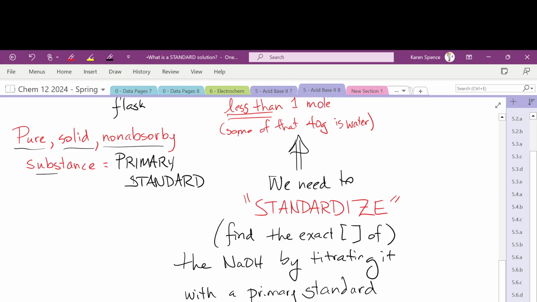So we actually need to find the concentration of this, and then we will be able to titrate a weak acid. And we will be able to find the equivalence point, and we'll be able to find the pH at the equivalence point. And from the pH at the equivalence point, we'll be able to do some calculations and figure out what the concentration of the acid is and what the Ka of the acid is. So exciting.